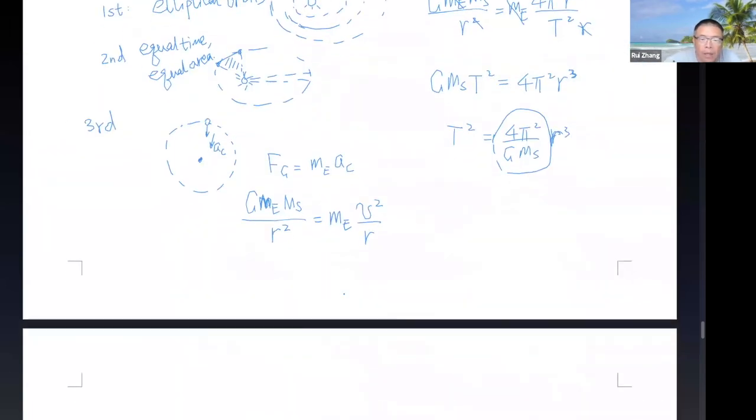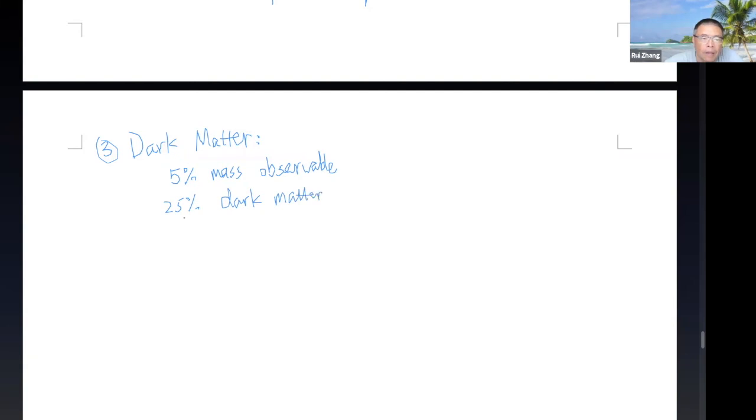Now the third application I want to talk about is called dark matter. You probably heard about this already. People observed this in the last couple of decades, and it turns out the matter we can observe by telescope is only a very small part of the universe. It's about 5% of mass is observable mass, and roughly 25% is dark matter, which means we cannot see it. And then another 70% is called dark energy, okay? So in some sense, the whole universe is kind of dark because a lot of things are.